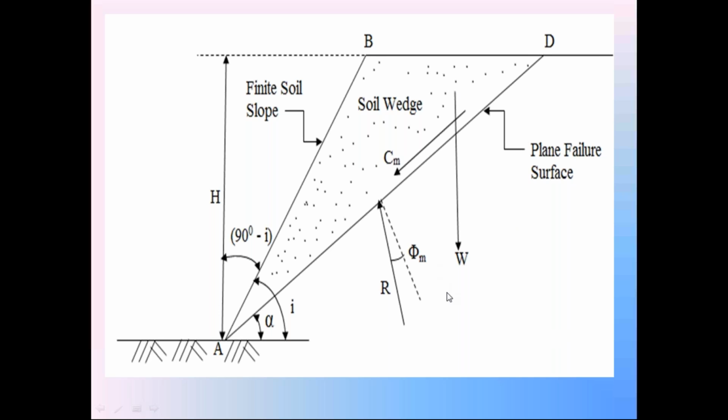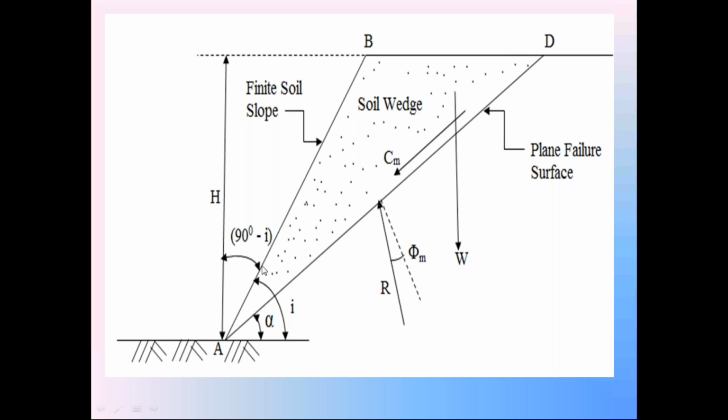And the weight W is equal to gamma, that is unit weight, into half into h by sin I into length L into the unit thickness. But you know that 1 by sin I is cosecant I. So this weight W is equal to half into gamma into h into L into cosecant I. That is this weight W.